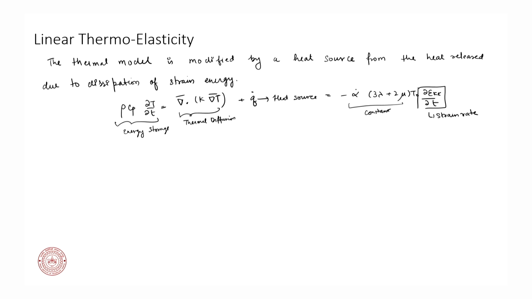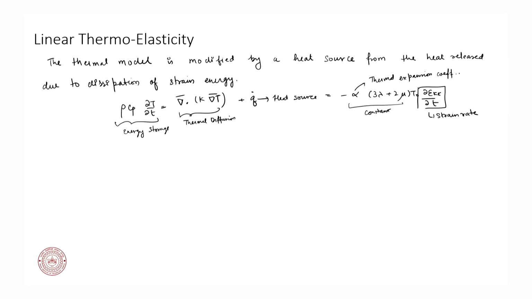Alpha in this case is the thermal expansion coefficient. That is how much the body is going to expand due to a temperature rise, right. So, alpha L delta T will be the net displacement, and alpha delta T will be the strain, how much the body is going to deform due to a temperature variation. Okay, so this additional term is what we are getting due to thermal dissipation from strain rate, or from the strain variations of the body.